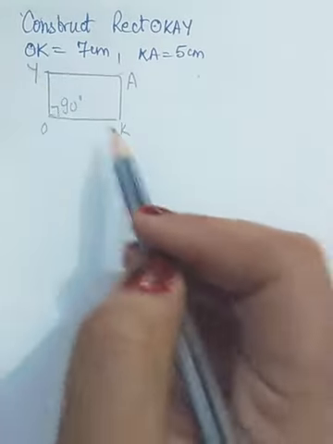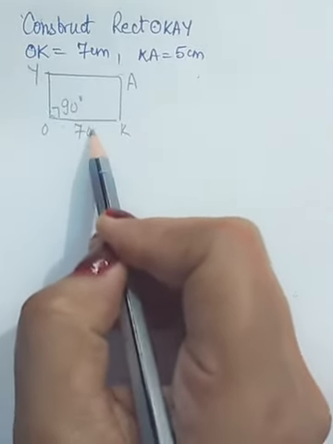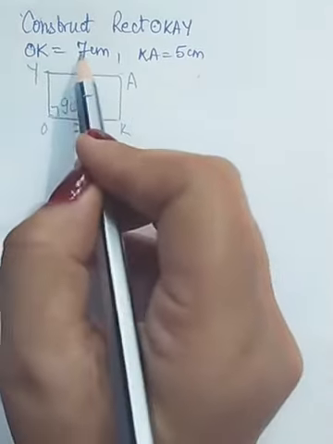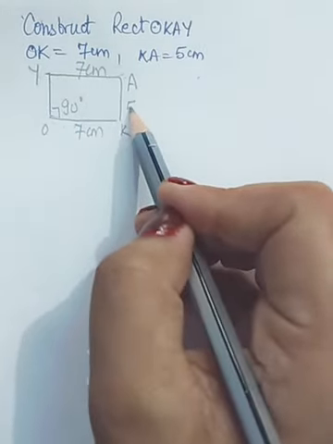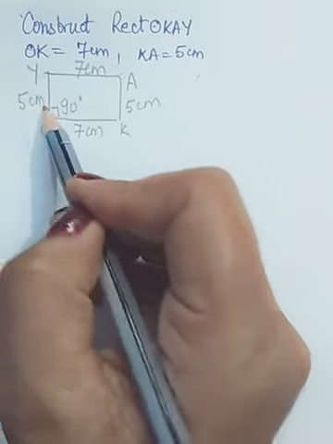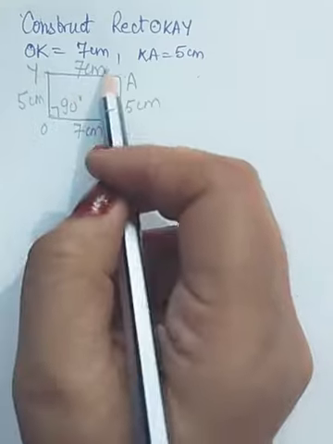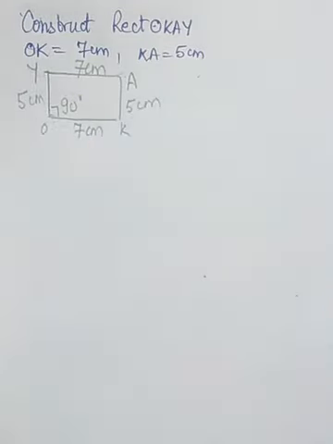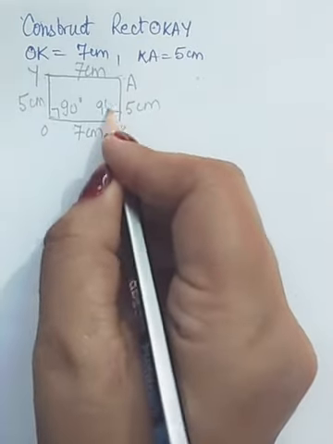These are the names I have given, and OK is 7 centimeters. Then YA will also be 7 centimeters. KA is 5 centimeters, then YO will also be 5 centimeters, because this is a rectangle. Opposite sides are parallel and equal in a rectangle, and angles are all 90 degrees. So this is the very simple one.